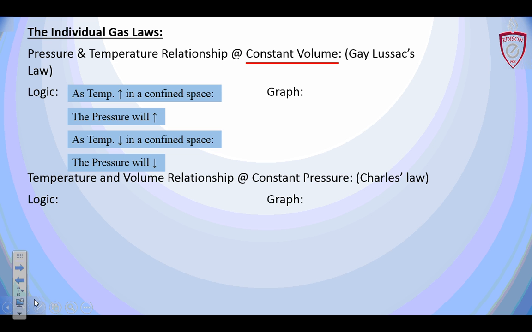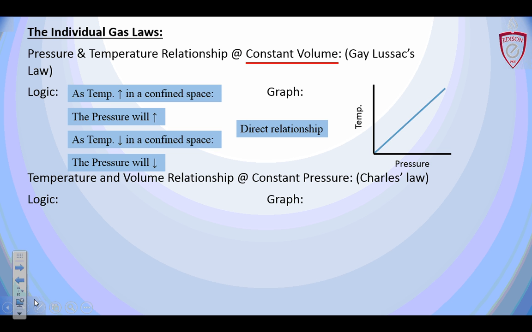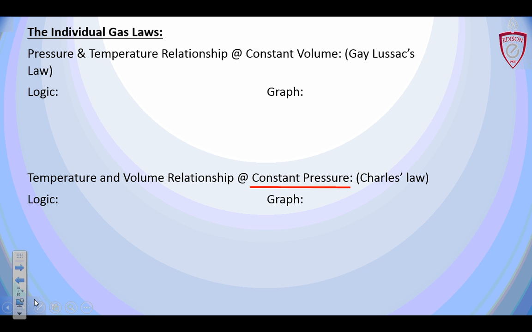Now, we call this kind of relationship mathematically a direct relationship. One goes up, the other goes up, and you're going to need to know the graph. The graph is going to look something like temperature versus pressure, and it's going to be a straight line, straight up like that. As one goes up, the other goes up. Direct relationship.